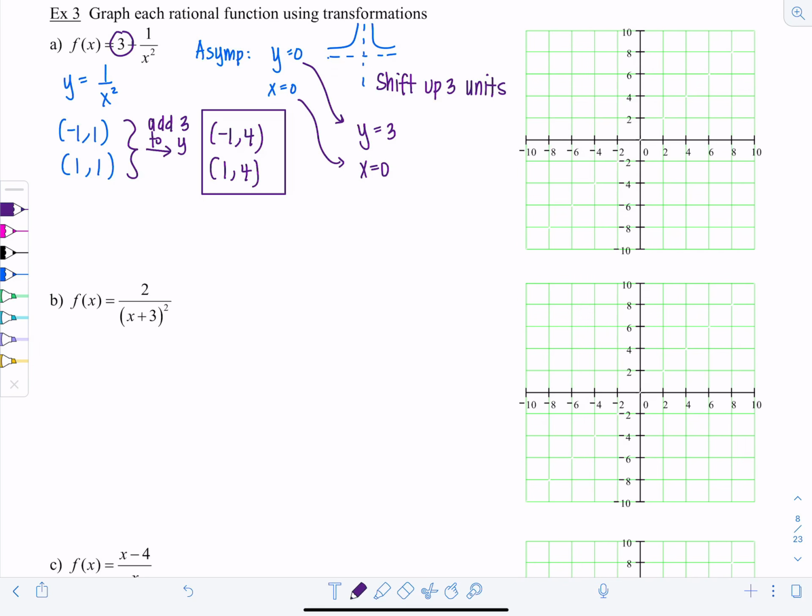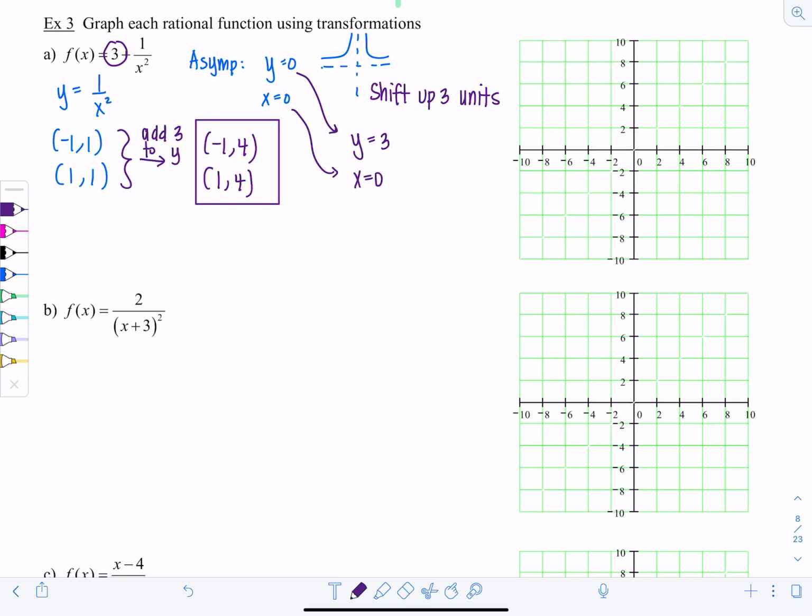Okay, so let's graph everything, putting it together. Put your asymptotes in there. For x equals 0, I'm going to just show a little bit beyond the y-axis so we don't forget it's there. And then y equals 3 is right here. Fabulous. And then we have negative 1, 4, 1, 4. And here's our graph. Don't forget the arrows. Don't cross those asymptotes. Beautiful.